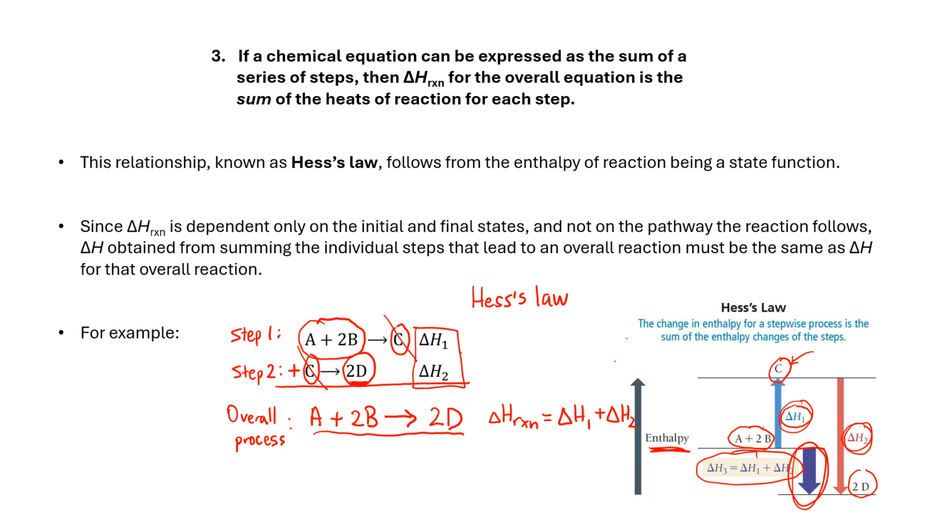If you imagine this as a graph, this is your y-axis and this is your x-axis. Your x-axis doesn't really mean anything. It's really your y-axis. You're going up in energy as you go up on your y-axis. Notice in this case, to make C, it took some energy. But then going from C to 2D was a release in energy that's lower than what we started with. So the difference is just this purple arrow here. Okay.